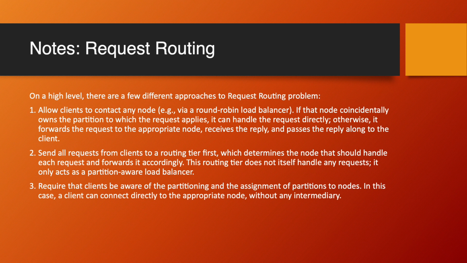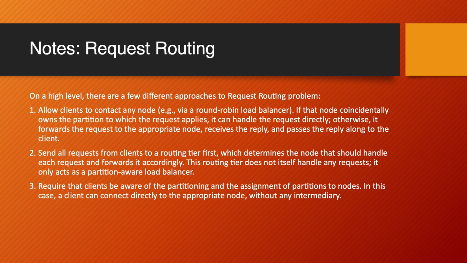On a high level, there are quite a few different approaches to the request routing problem. First, allow clients to contact any node via round robin or a load balancer. If that node coincidentally owns the partition to which the request applies, it can handle the request directly. Otherwise, it forwards the request to an appropriate node, receives the reply, and passes the reply along to the client.